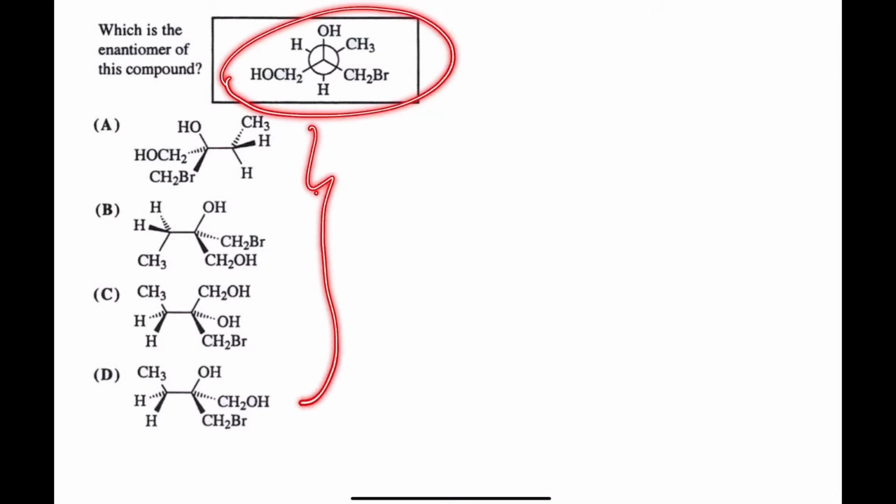Here is a problem where we have been asked to find the enantiomer of this particular compound from the following options. Here is the Newman projection formula, whereas here we have the perspective formula. So how do we go about this problem?